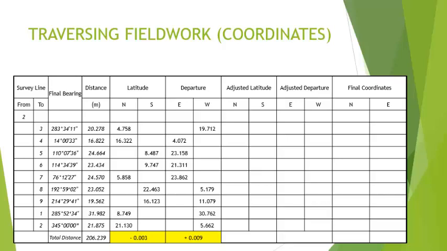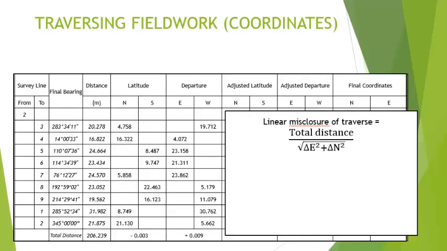Alright, now here comes the final part. By applying this formula, we can get the linear misclosure of this traverse. The formula is right here: total distance divided by the square root of total latitude squared plus total departure squared. Alright, carefully type the formula in your calculator with the values. You will get this number.